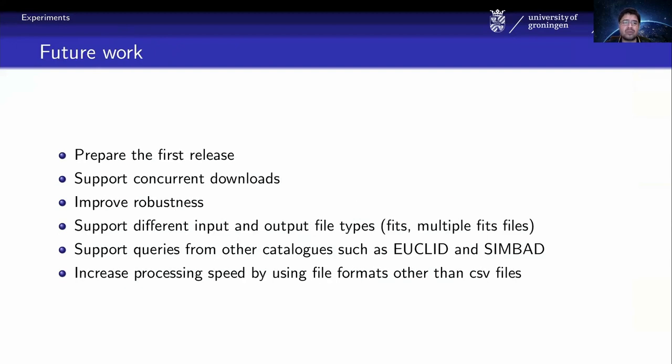We have some future work. The first one is to prepare the first release. We would like to support concurrent downloads. We would like to improve the robustness of the software. And we want to support different input and output file types. And we also want to be able to download data from other catalogs, such as Euclid and Simbad. And we want to increase the processing speed by using file formats other than CSV files.